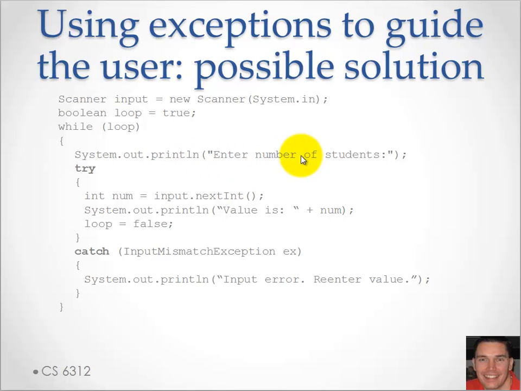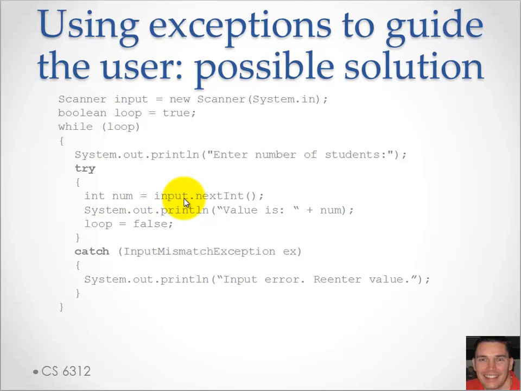So here I've got some example code that says enter number of students. I read in that students value from my scanner object here. If the user entered a double value or an alphabetic character when they needed to enter an integer, what would happen? An InputMismatchException would be thrown at that point. These 2 lines of code would be skipped over. It would come down here. It would print out this message, input error, re-enter value. It would come back up, loop again, and ask them to enter the number of students again.